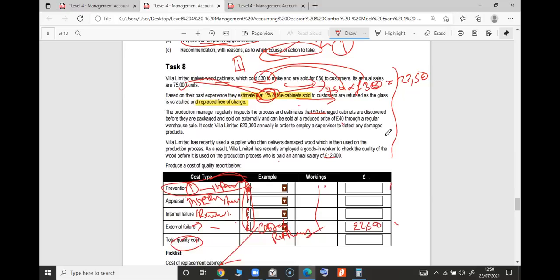Questions of this type are not always easy. You need to be very skeptical and think about your theory. Your concept should be clear. Also, some of the items should be learned by heart, theory like balanced scorecard, quality, and all. Okay, the production manager regularly inspects the process and estimates 50 damaged cabinets are discovered before they're packed and sold externally, and can then be sold at a reduced price. Instead of 60, you can sell it for 40. So you're losing 20.